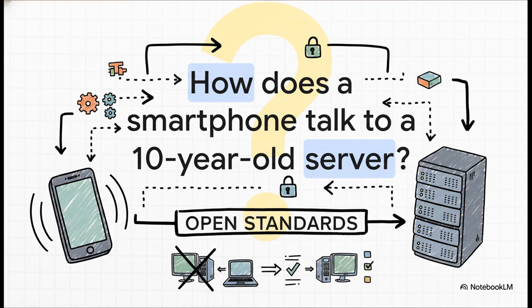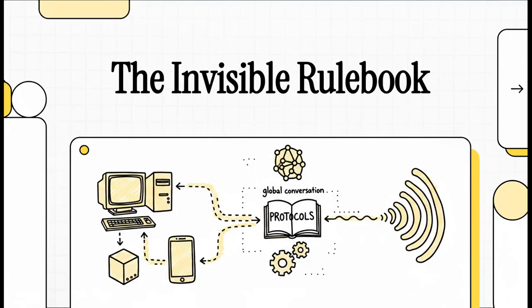Without a universal set of rules, every single manufacturer would just invent their own communication formats. A laptop from company A would be completely deaf to a server from company B. The real magic of the internet is that it runs entirely on open standards. Welcome to This Explainer, where we're going to break down this invisible rulebook that makes your entire connected world possible. We're going to explore how any device, no matter who built it or when, can just join the global conversation simply by following these agreed-upon rules, which we call protocols.